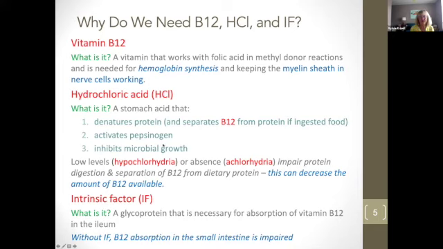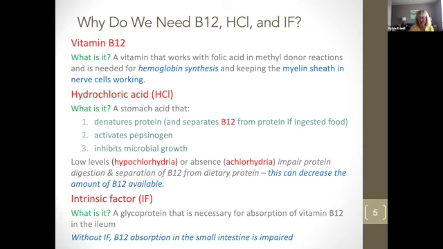A primary function here with respect to this discussion is that it separates vitamin B12 from food, from protein in ingested food. So here's an example, and I have a couple more slides on this too. Let's say you're eating a hamburger. Well, there's vitamin B12 in meat products, right? It's not found in products of vegetable origin. It's found in products of animal origin. So there's vitamin B12 in the hamburger.